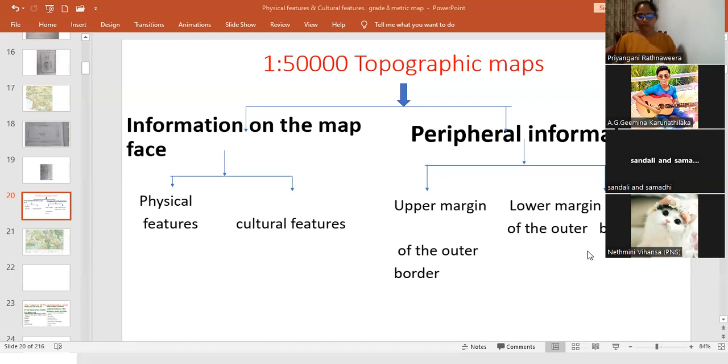What are the other information? Key, scale, direction. Figure showing the adjacent map. Figure showing the directions. These are the information that should be mentioned here.